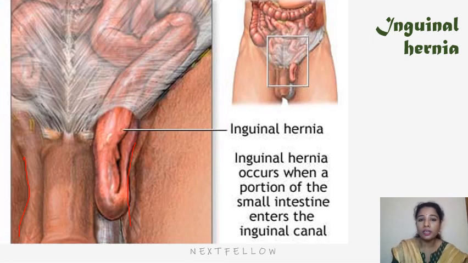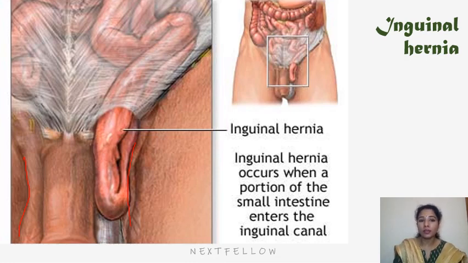Then the lacunar ligament forms the floor of the inguinal canal and not the posterior wall. The lacunar ligament is present on the medial end of the inguinal canal, and it also forms the boundary for the femoral ring.